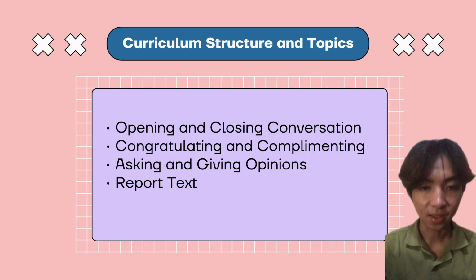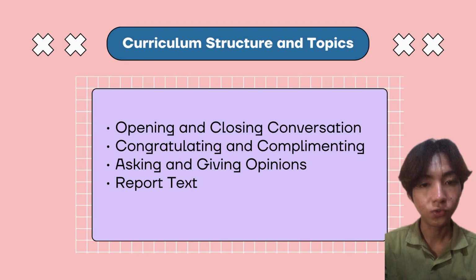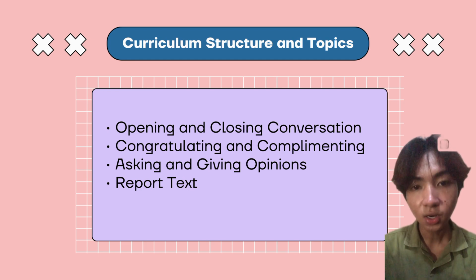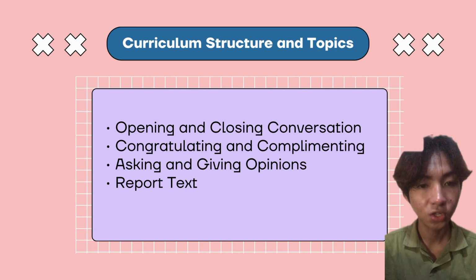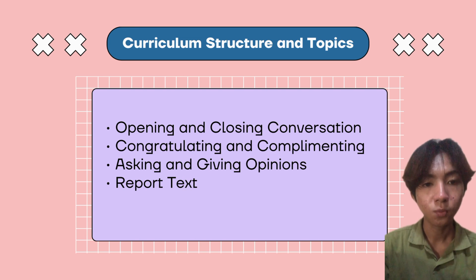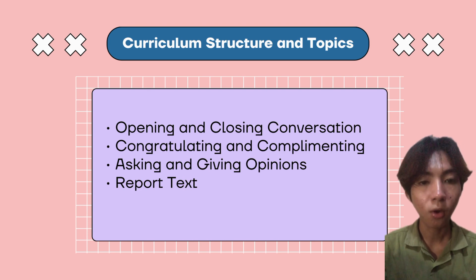Next, let's discuss the curriculum structures and learning topics. English lessons are generally taught for 3 to 4 hours per week, depending on the school policy. In one semester, there are around 16 effective learning weeks. Several important topics are taught in Phase E. The first topic is opening and closing conversation. Students learn expressions used to open and close conversations politely.